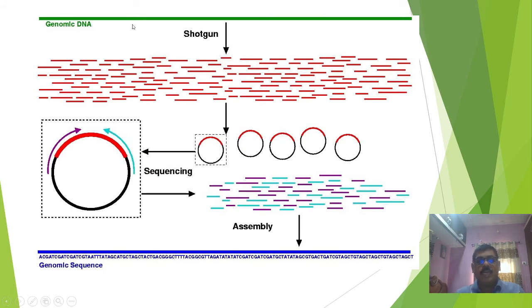This is the shotgun technique. The entire genomic DNA is fragmented into very small fragments, and these small fragments are joined with the plasmid. These plasmids are the recombinant DNA, and afterward these plasmid molecules are introduced into the host cell, like the bacterial cell, which is antibiotic sensitive.